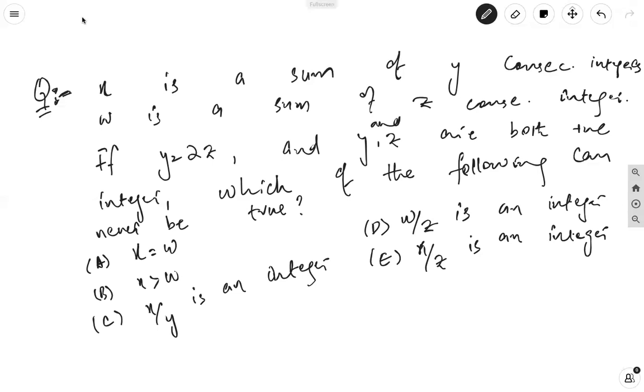Just recall some of the properties we discussed earlier. Using those properties, this question can be solved very quickly. Sorry, what were you saying? I'm just saying, go to the properties which I discussed earlier. By using those properties, this can be solved very quickly.